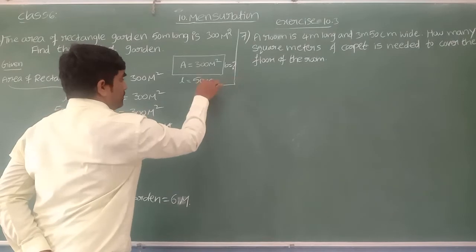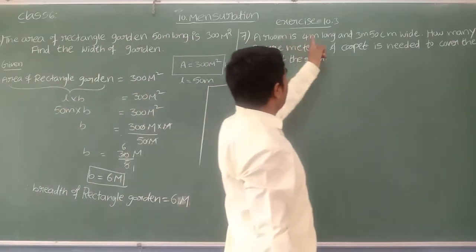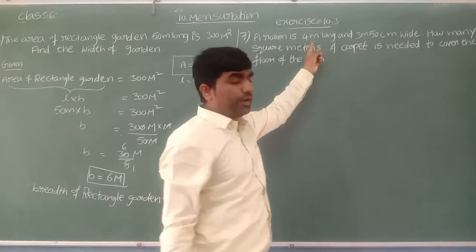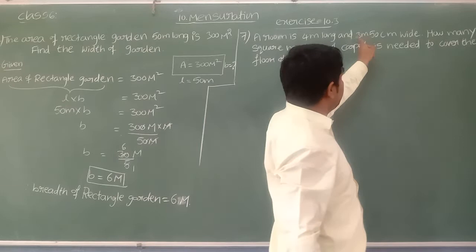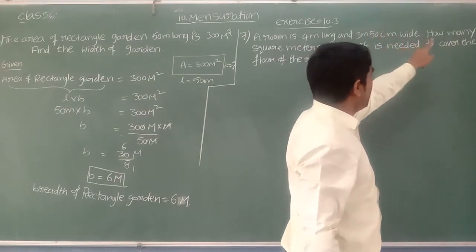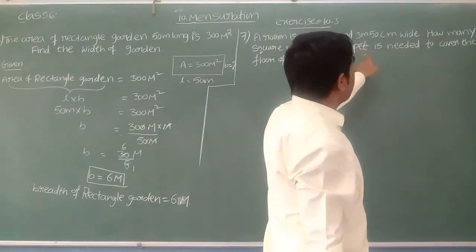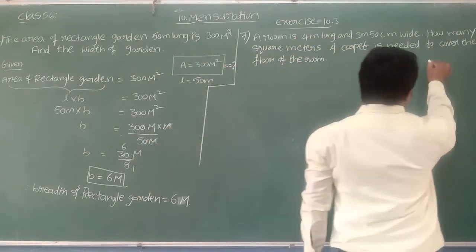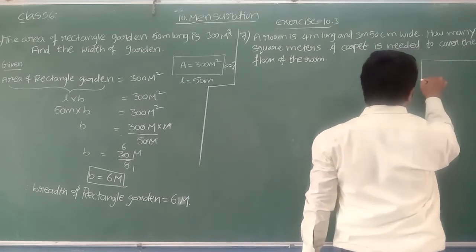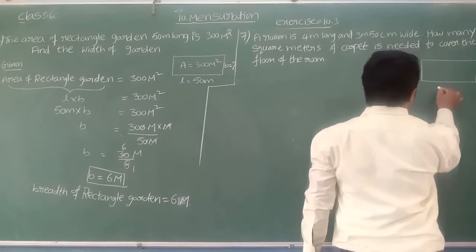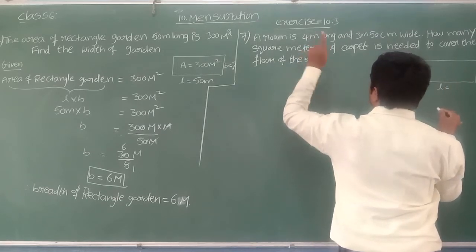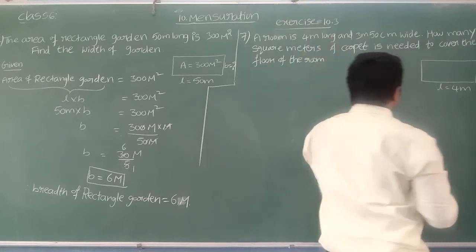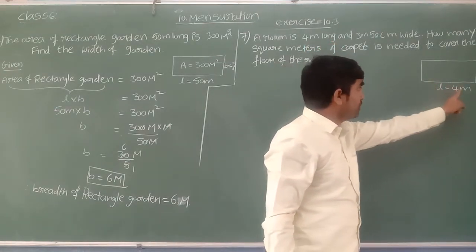And you can see one more here. A room is 4 meters long and 3 meters 50 centimeters wide. See, the length is in terms of meters, but the breadth is in terms of both meters and centimeters. How many square meters of carpet are needed to cover the floor of the room? So let me take this as the room. The length he gave is 4 meters.